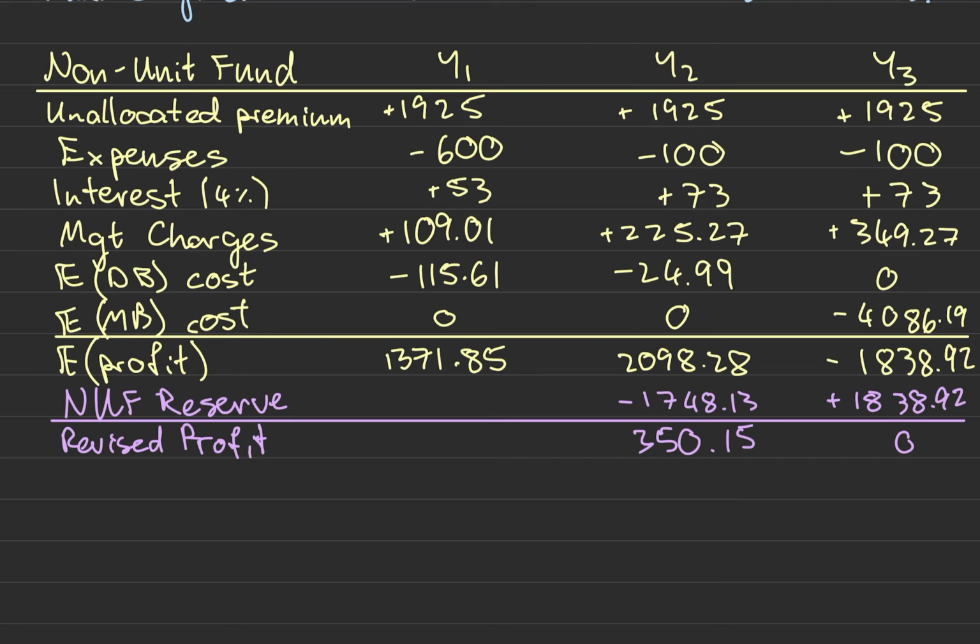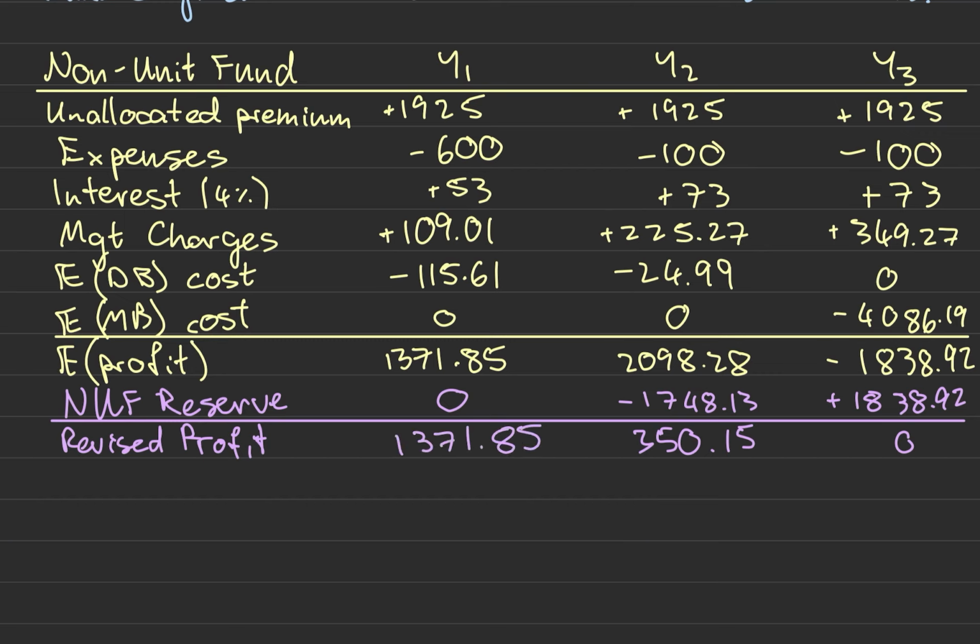And now let's think about it. Do I need to set up a non-unit fund reserve in year one? Well, I would only have to do that if my revised profit here became negative after I set up this non-unit fund reserve at the end of year 2 for year 3. Well, did it become negative? Did my profit become negative yet? No, it didn't. I didn't make a loss. It's positive here. So 0 there. I'm not setting up a reserve. What's this?